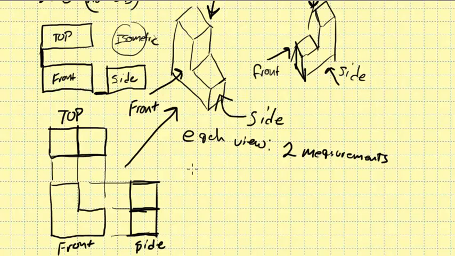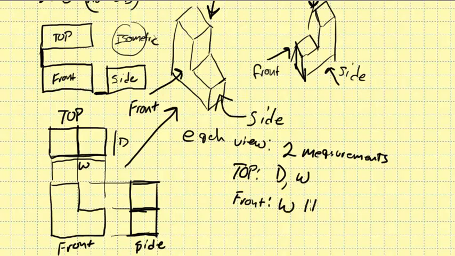The top view will provide me with a depth and a width. The front will provide me with a width and a height. And the side view will provide me with a depth and a height. So each view provides two of the three measurements that we need, and we get those from all of these.